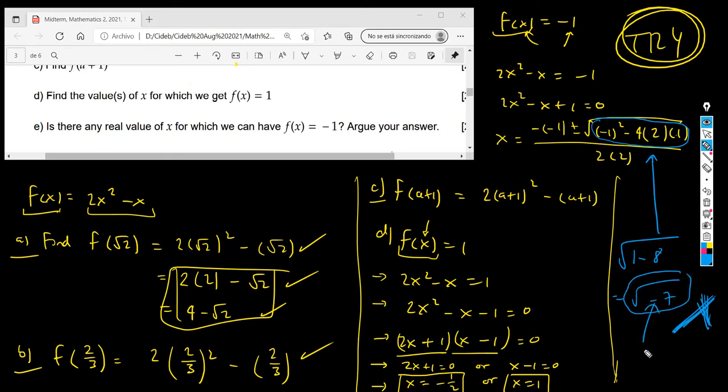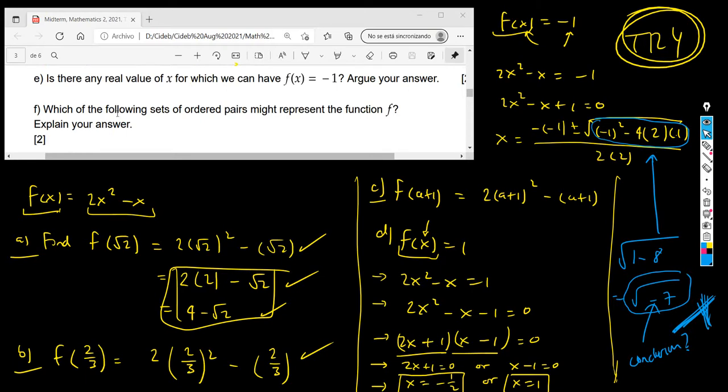So what is my conclusion? The conclusion is that there is no value of x for which f of x equals -1. Period. This argument is telling me that there is no value of x for which we can have that f of x equals -1.